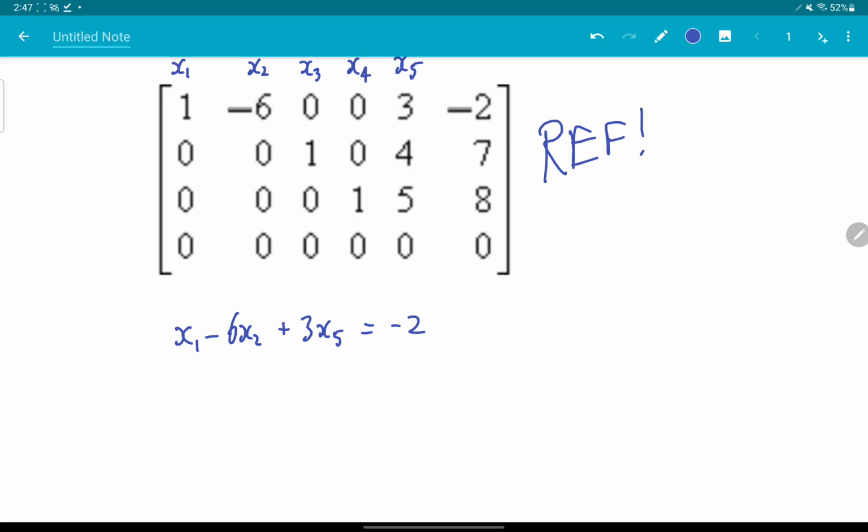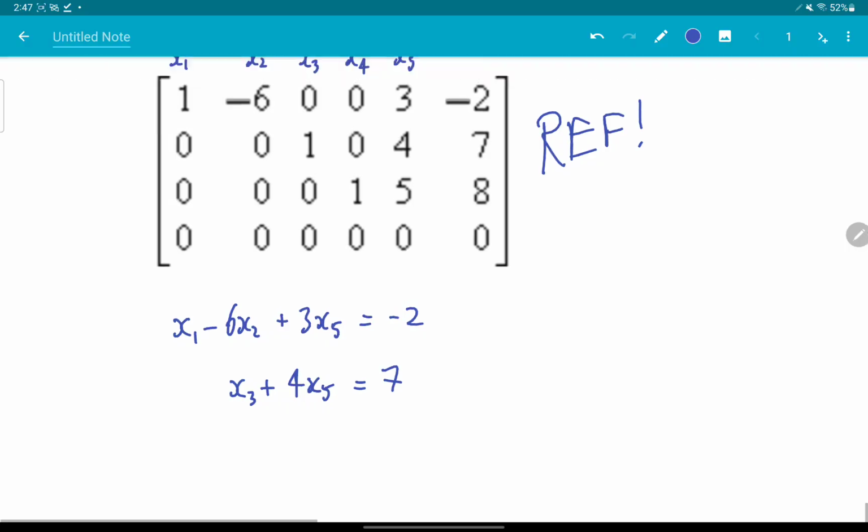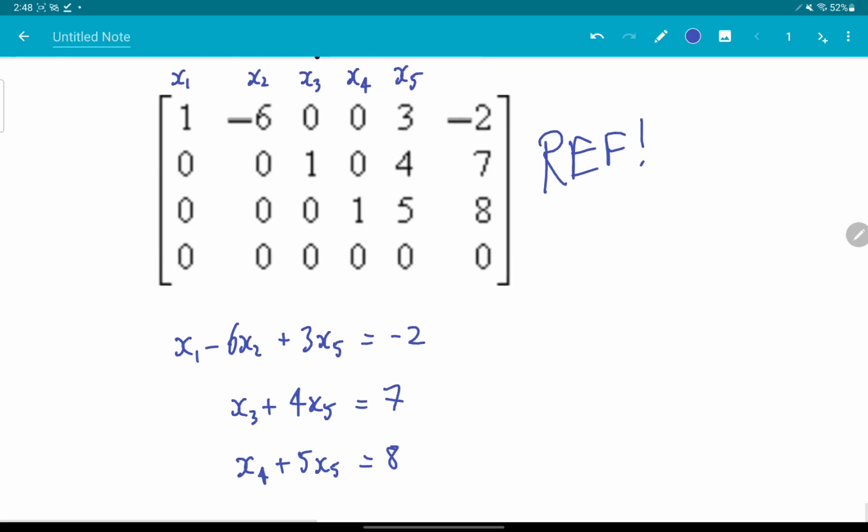Be careful here, very easy to make a mistake here. You've got subscripts and you've got numbers, you've got subscripts and you've got entries. It's easy to mix them up, so be careful. Note to self. x3 plus 4x5 is equal to 7. x4 plus 5x5 is 8. Quick checkaroo.